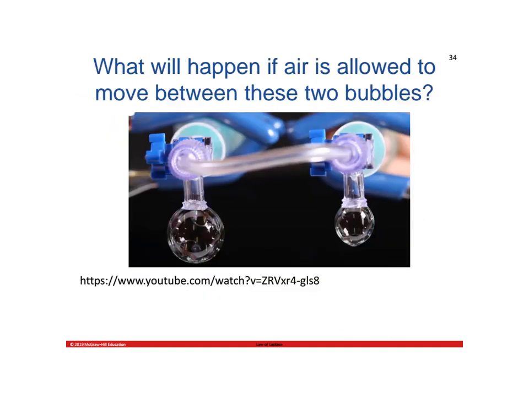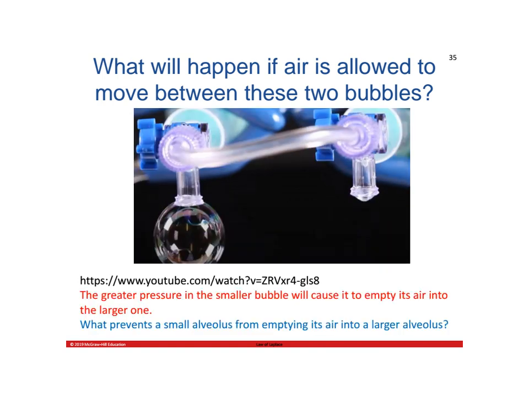Here's a video on YouTube showing an experiment. And we can ask the question, what will happen if air is allowed to move between these two soap bubbles? The answer is that the greater pressure in the smaller bubble will cause it to empty its air into the larger one. This gives rise to a new question, which is what prevents a small alveolus from emptying its air into a larger alveolus? In other words, why don't all the small alveoli in the lungs collapse?